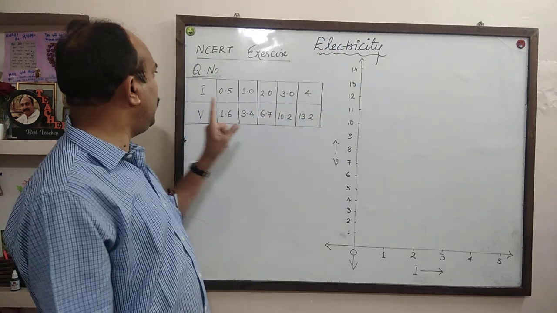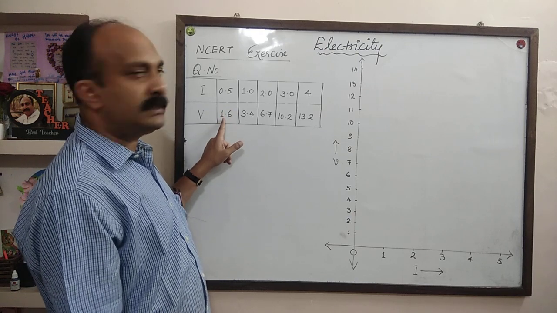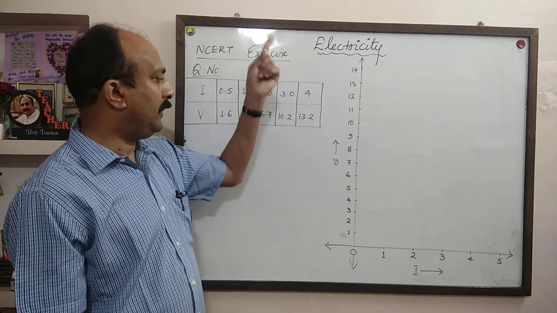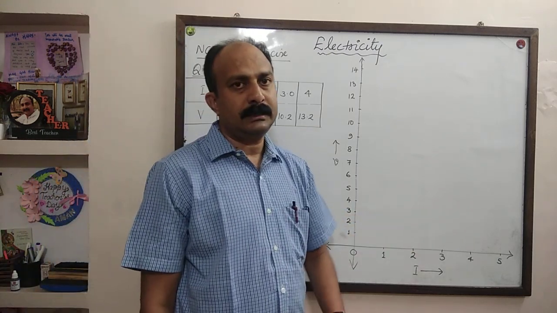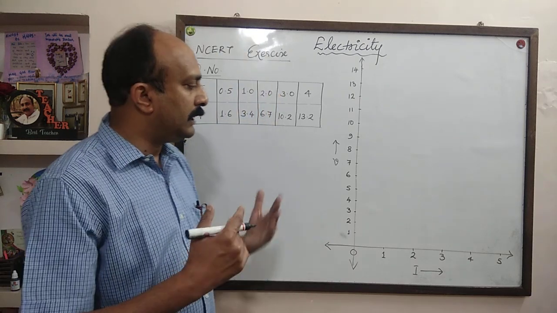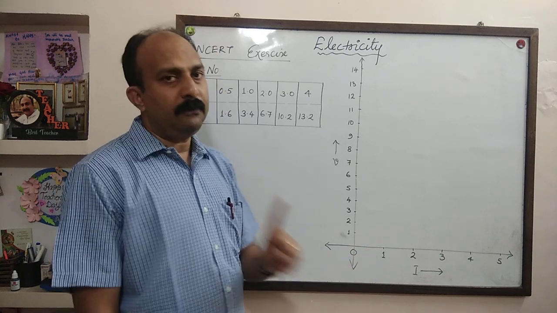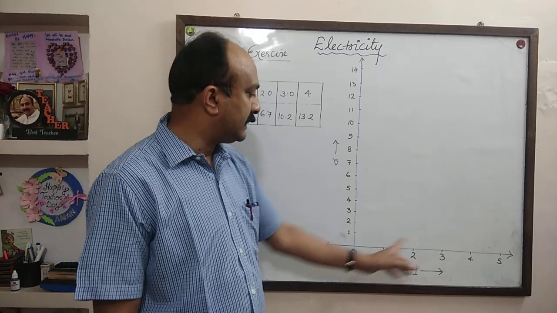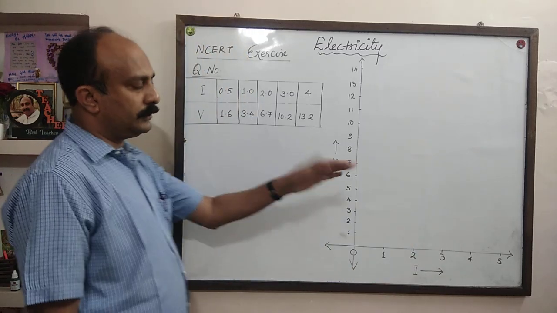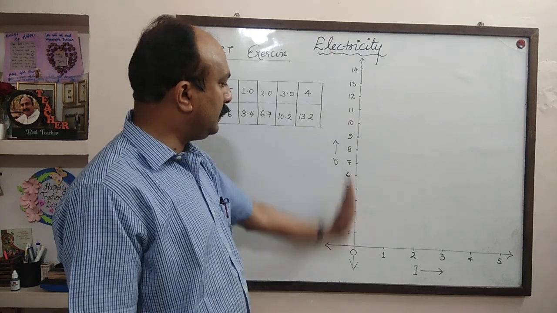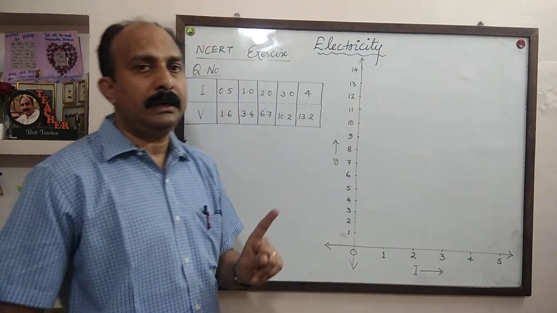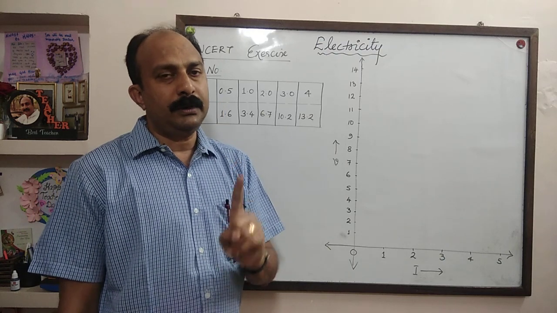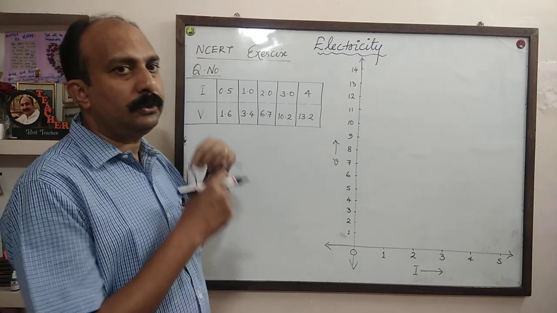For plotting the VI graph of this, I have taken V on Y axis, as you can see, from 1 to 14, because V is 1.6 to 13.2. So I have taken 1 unit is equal to 1 on Y axis, and on X axis you can take 1 unit is equal to either 0.5 or 1. I have taken 1 unit is equal to 0.5. I have not written 1.5 etc. I have written only what is required, 1, 2, 3, 4. So the units are clear. On X axis I have taken 1 unit is equal to 0.5 ampere. On Y axis I have taken 1 unit is equal to 1 volt. Now I am going to plot this graph.